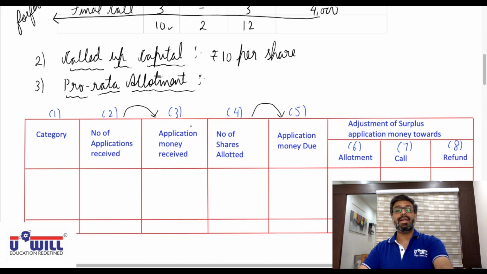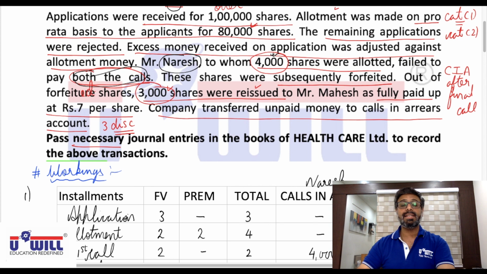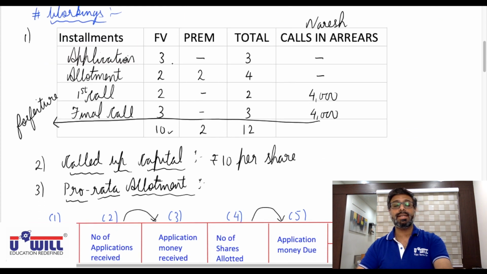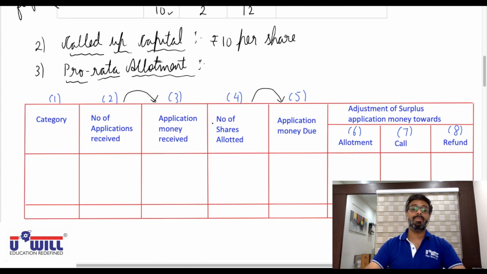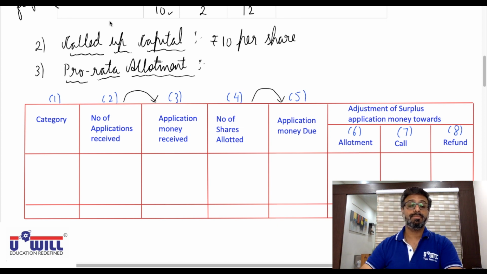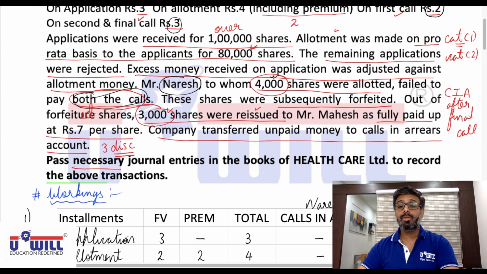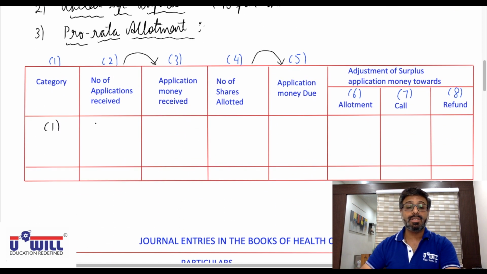So all of you make these 8 columns fast. We already know first call adjustment towards call won't be there because of that sentence, excess money received was adjusted only against allotment. Okay, pause the video and make the columns. Okay, now first category, read it once again. Allotment was made on pro rata basis to the applicants for 80,000 shares.